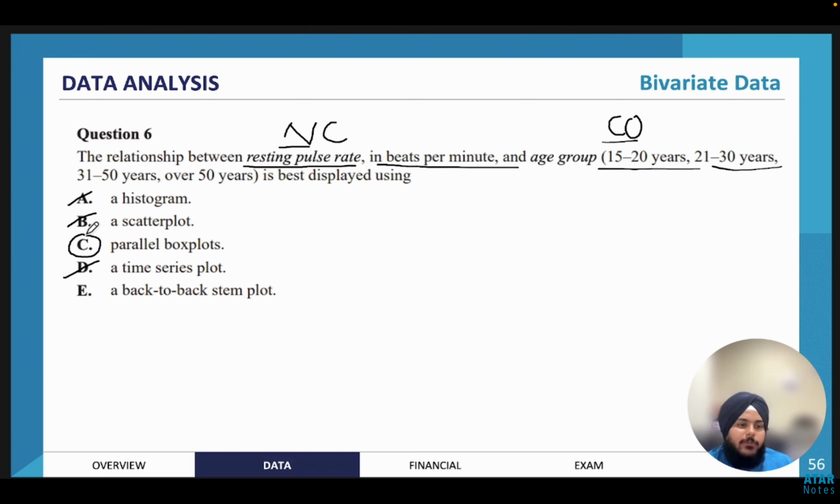Parallel box plots are the best way of representing this because, for parallel box plots, we can have multiple categories. For a back-to-back stem and leaf plot, it's only 2 categories that we can compare at one time. So if it was just 15 to 20-year-olds and 21 to 30-year-olds, that would have been perfect for a back-to-back stem and leaf plot. But if we have multiple categories, then we need to use parallel box plots.